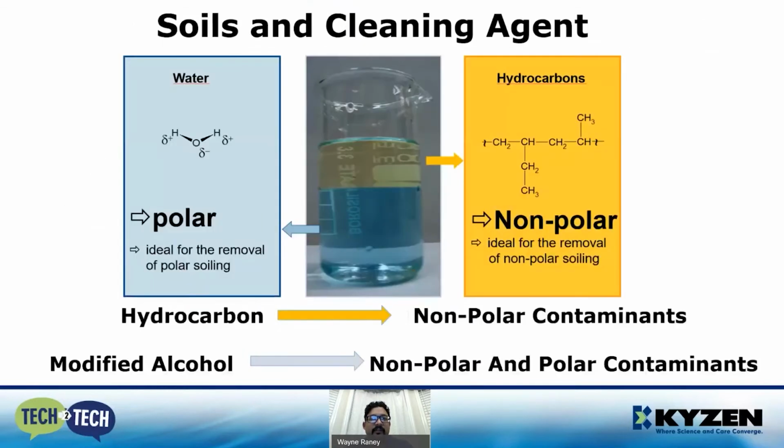If you think of polar and non-polar, polar has a charge and non-polar does not. You see the non-polar substances or oil floating on top of the water layer. Hydrocarbon is able to remove oily or non-polar substances, and modified alcohol has the affinity to remove water-based materials or polar substances. Polar materials have an affinity for water, whereas hydrocarbons do not.